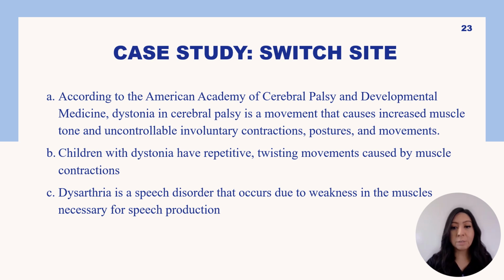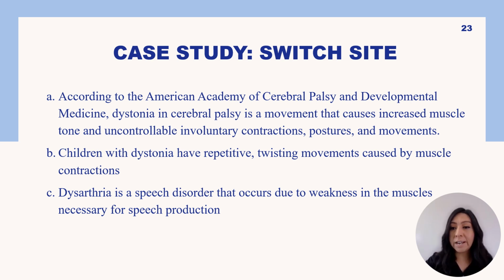Let's go ahead and talk a little bit more about this dystonic cerebral palsy. According to the American Academy of Cerebral Palsy and Developmental Medicine, dystonia in cerebral palsy is a movement disorder that causes increased muscle tone and uncontrollable involuntary contractions, postures, and movements. Children with dystonia have repetitive twisting movements caused by muscle contractions. She also has a diagnosis of dysarthria. Dysarthria is a speech disorder that occurs due to weakness in the muscles necessary for speech production.